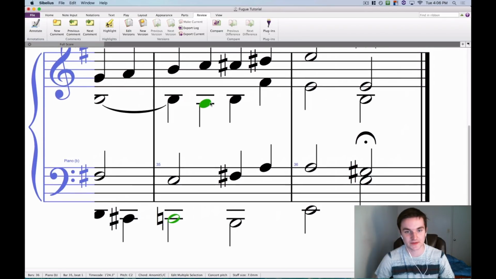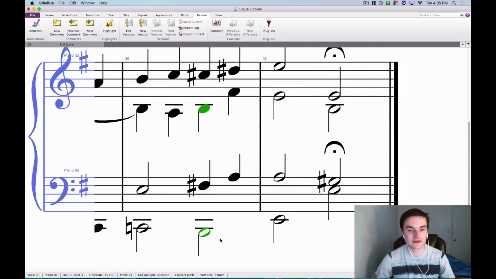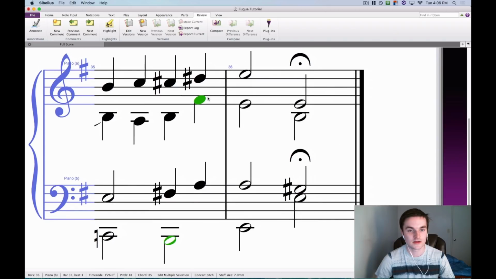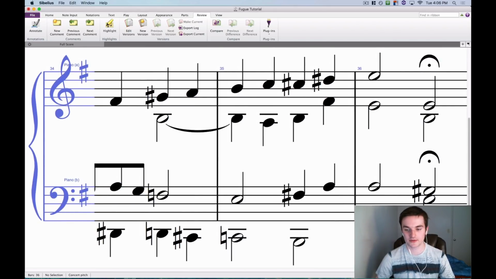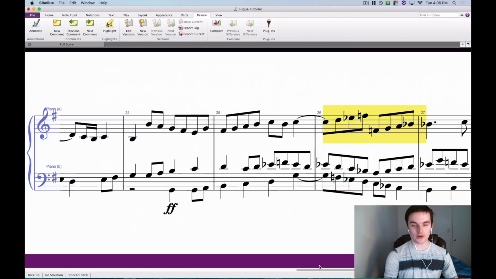This B is a long suspension, which resolves down to a sixth, and then to an octave, and then a perfect fifth, which resolves to an octave by contrary motion. Whew! Okay, man.